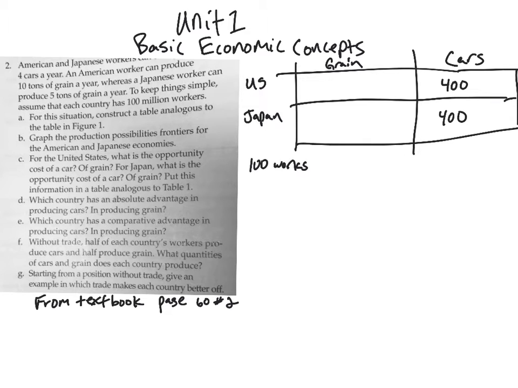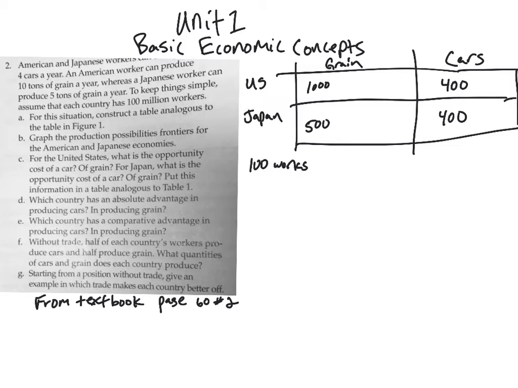All right, what about grain? It says an American worker can produce 10 tons of grain a year. So 100 million workers times the 10 tons of grain is going to be 1,000 million, or a billion, but we'll just call it 1,000. So for the U.S., we're going to put 1,000 over here, which is how much grain they can produce, whereas a Japanese worker can only produce half as much, 5 tons of grain a year. So we're going to say this is 500 over here. All right, so we made a table, and it's in output terms. The U.S. can produce with those 100 million workers 1,000 million tons of grain or 400 million cars. And Japan could produce 500 million tons of grain or 400 million cars.